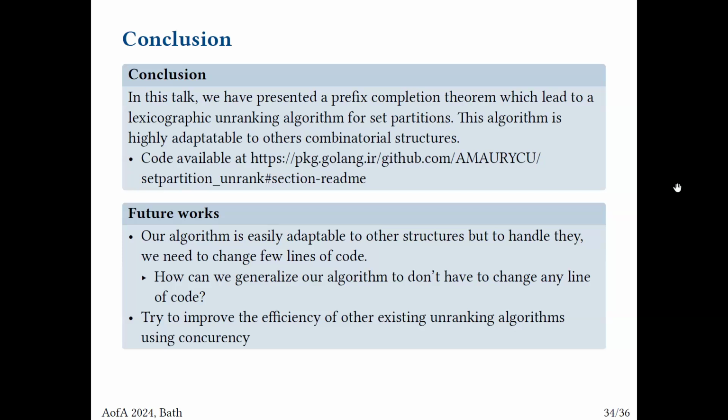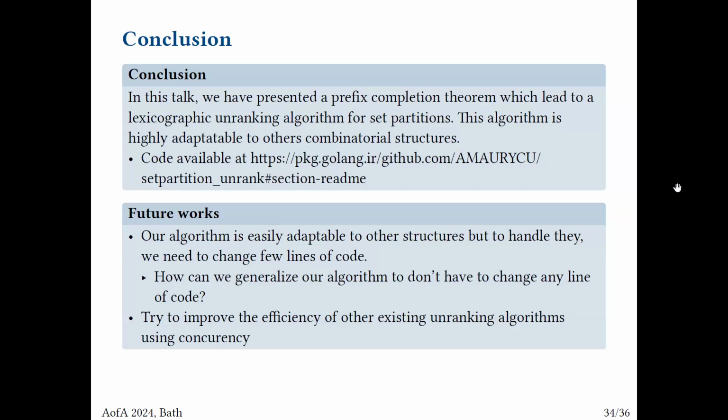One strong point of our algorithm is that it is easily adaptable to other structures by modifying a few lines of code. And this leads straightforwardly to the first future work that we want to do. We want to generalize our algorithm so that we don't have to modify these few lines of code. And we want to improve the efficiency of other existing algorithms using concurrency, as we do, to save memory without degrading time complexity.